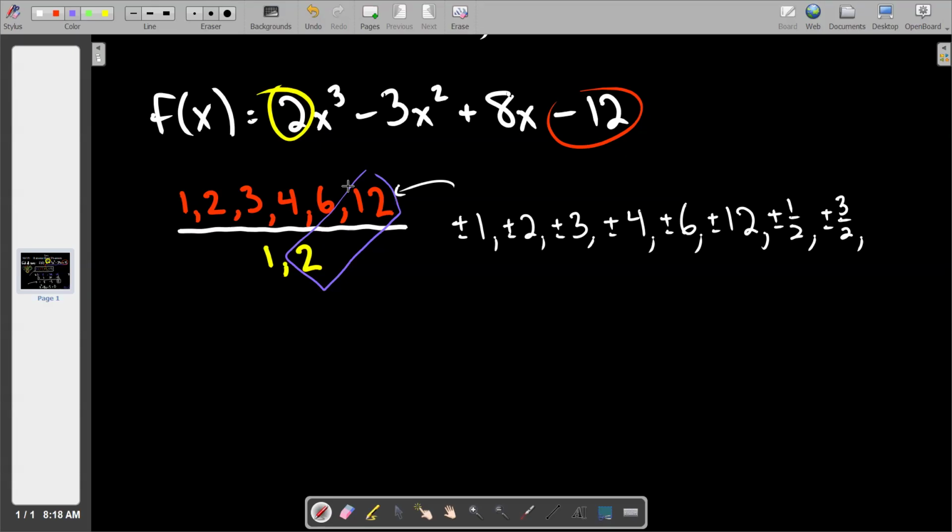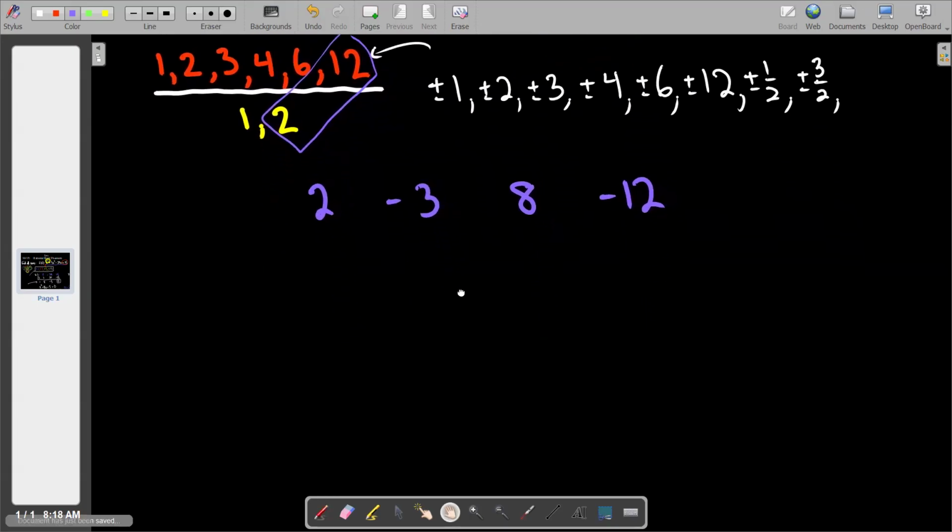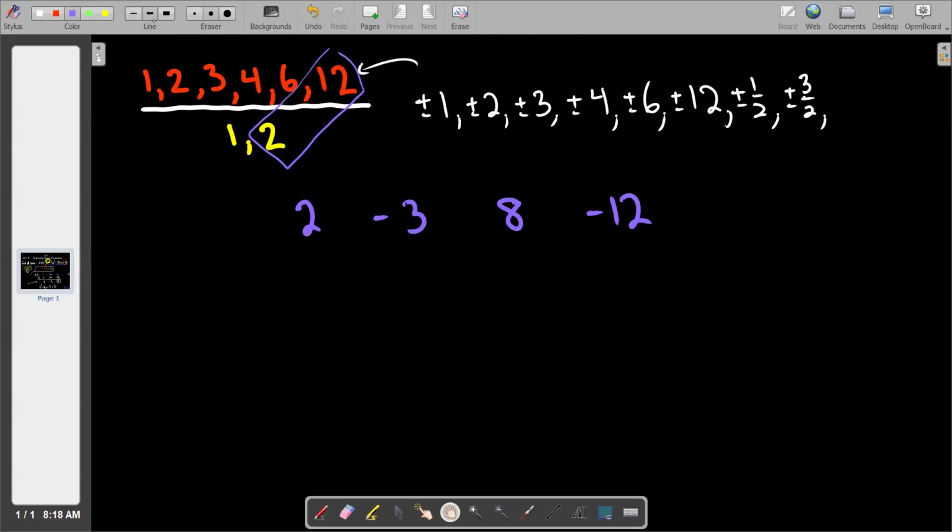Anyone have any thoughts on what you want to try first? Well, first, let's set up the numbers, I suppose. So we're going to do 2, negative 3, 8, and negative 12. Set up your upside down. I'm going to scroll this up a little bit. We don't need the original problem anymore. Where do you want to begin? This is tough because you're looking at a potential for 3 or 4 or 5 minutes of failures. Where do you want to start?